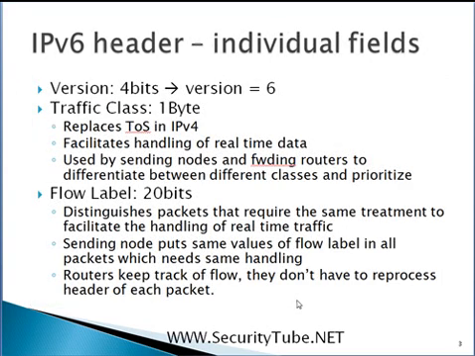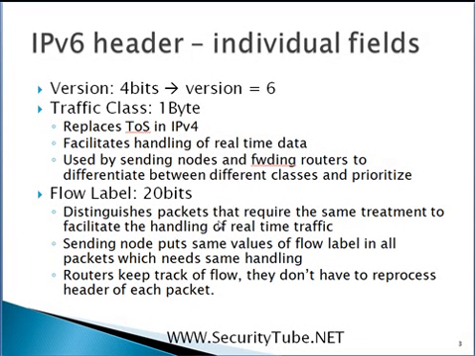The first field in the IPv6 header is the version field. Version field has a size of 4 bits and the value of the version field will be 6. So all IPv6 packets will be identified with the version field equal to 6.